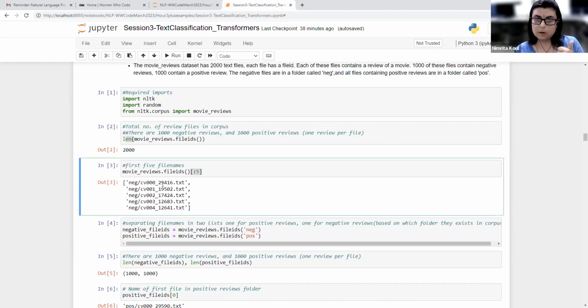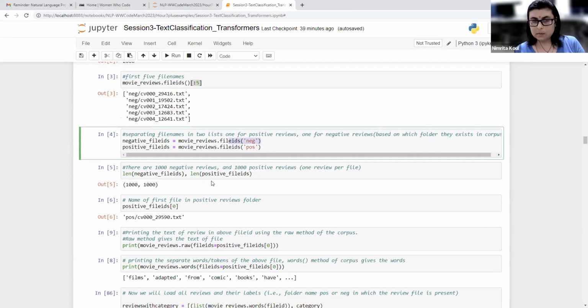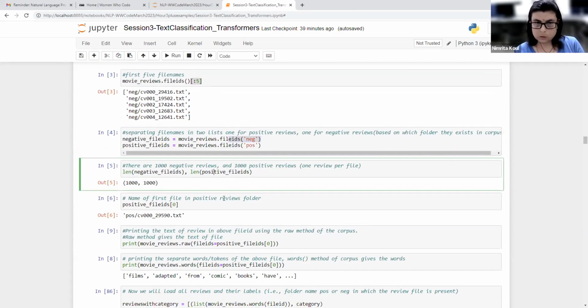In the neg folder, there's a file ID called cv000_29416.txt and so on. So these are the first 5 files. They are all in the neg folder, so that means they contain negative reviews. Again, we now separate positive file IDs into a variable called positive_fileids, and another variable, negative_fileids, contains all the file IDs which are in the neg folder. Their total length is 2000. So 1000 files in the negative folder, 1000 files in the positive folder.